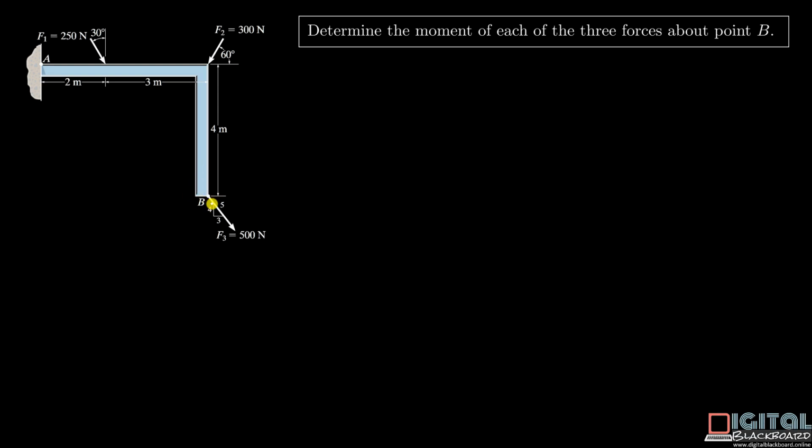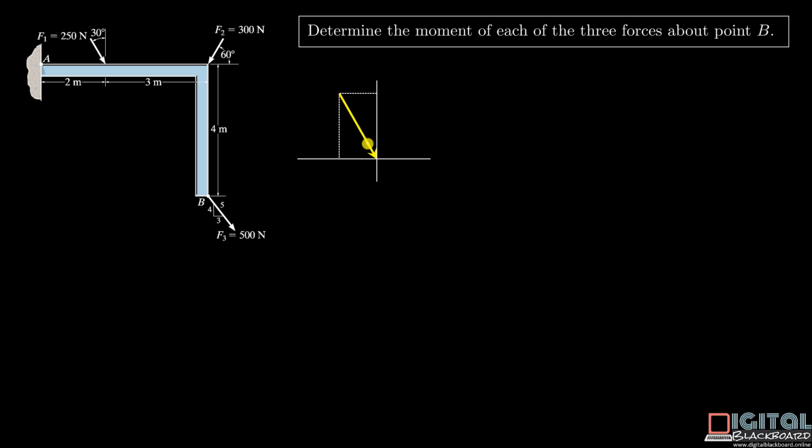So this is a frame where we have three forces, F1, F2 and F3 applied at different points on the structure. So the question asks, determine the moment of each of the three forces about point B. So for F1, let's draw the force diagram for F1.